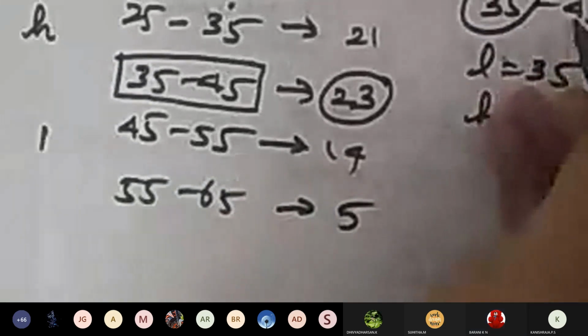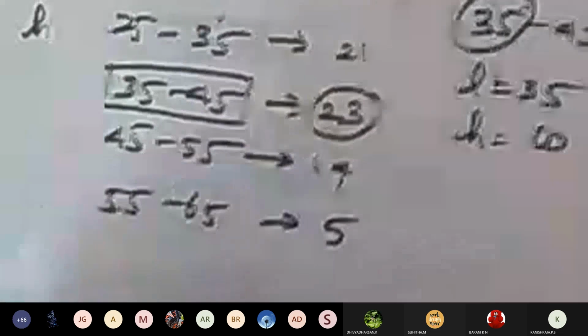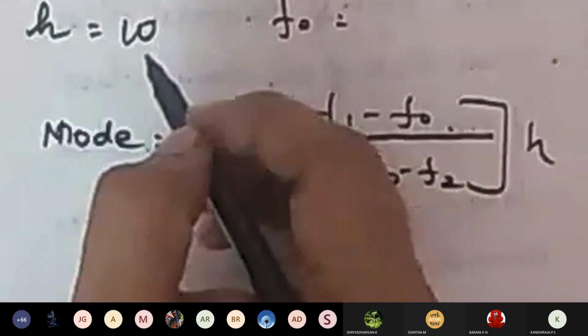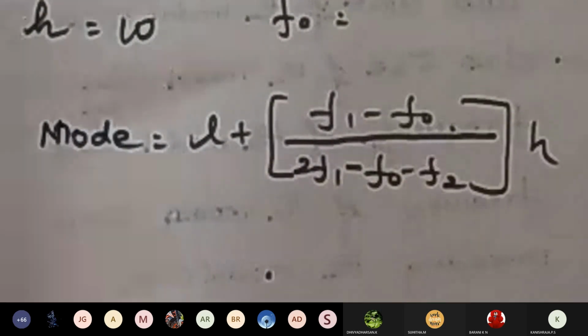Next, H, the class size of the modal class. What is the class size? See, 35 to 45, the difference is 10, right? So H is 10. So L is 35, H is 10. Now, next.